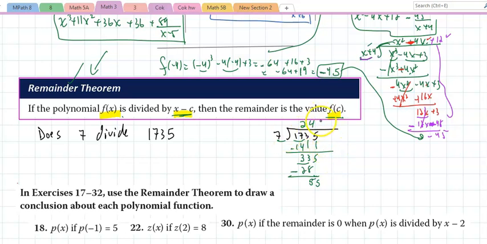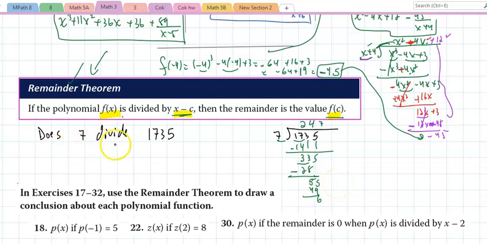So 7 divides 55 8 times. 7 times 8 is 56. Subtract. Oops. Too big. 7 times 7 is 49. We say that's a 6.